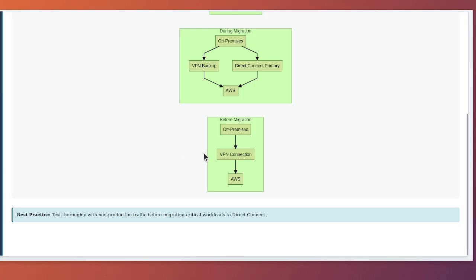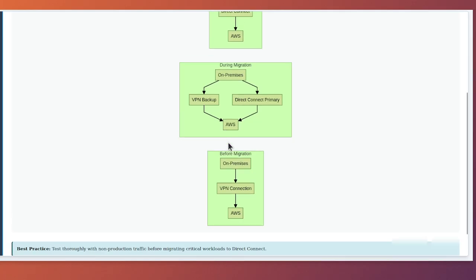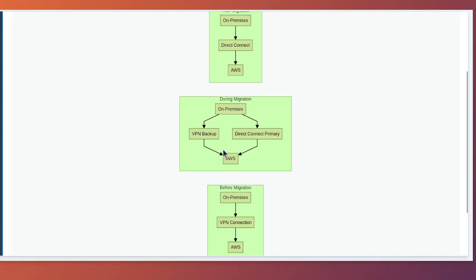The first approach is a parallel migration. In this method, you establish the new Direct Connect connection alongside your existing connectivity method. For example, if you currently connect to AWS over the internet via VPN, you keep that VPN running while you set up Direct Connect. You create the Direct Connect connection, configure the virtual interfaces, establish BGP, and verify that routes are being exchanged. At this point, you have two paths to AWS: the existing VPN and the new Direct Connect connection. You then use BGP route manipulation to gradually shift traffic to the Direct Connect path.